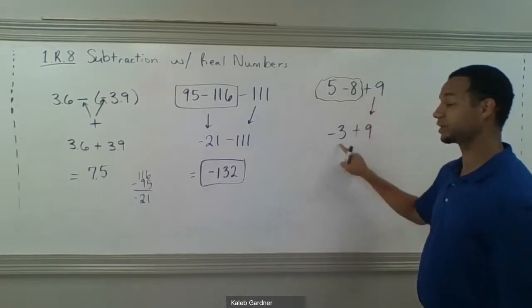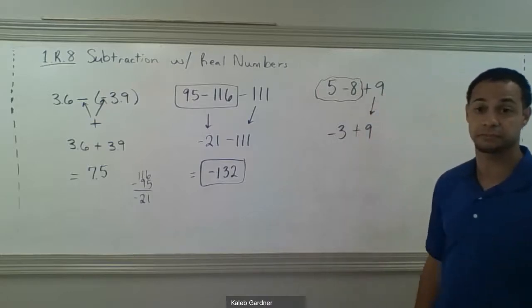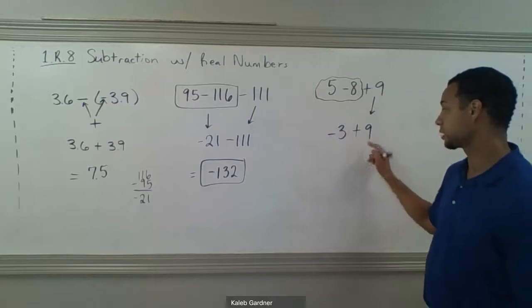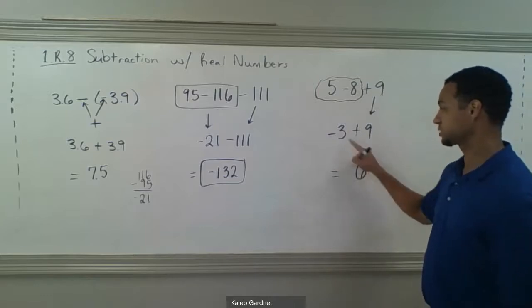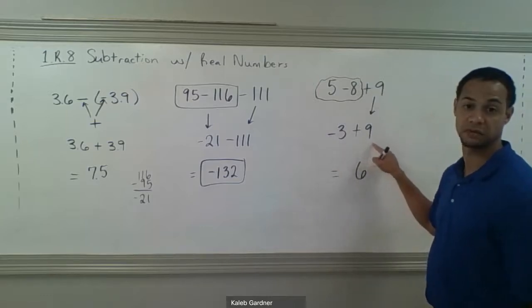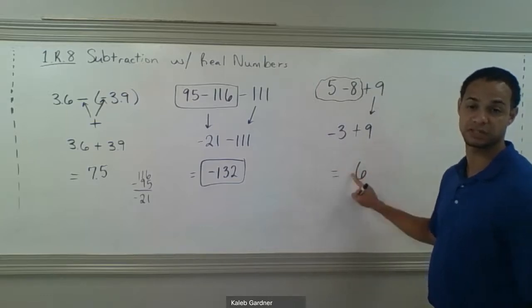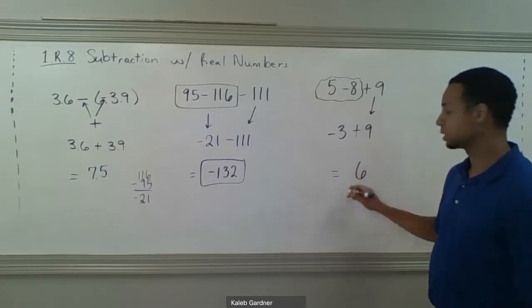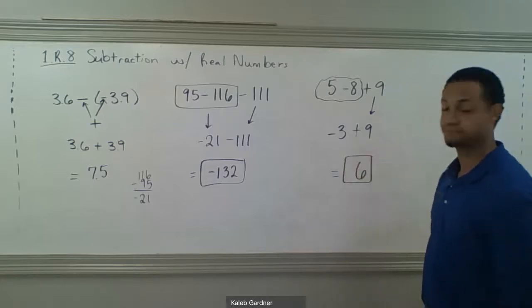Bring down the plus 9. Again, we have opposite signs. Subtract. 9 minus 3 is 6. Keep the sign of the 9, so 6 must be positive. We don't have to write the plus sign because there's nothing attached to it. So our final answer is just 6.